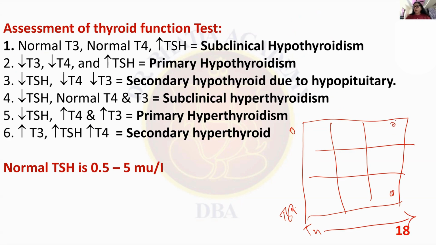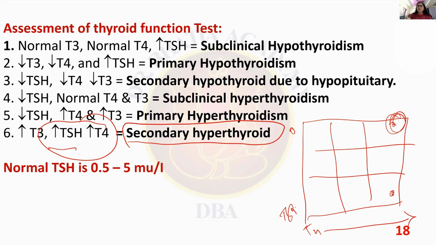Okay. So अगर ये भी ज्यादा है और ये भी मैक्सिमम है, तो TSH भी ज्यादा है और T4 भी ज्यादा है, तो हम क्या डील कर रहे हैं? We are dealing with secondary hyperthyroidism. So this column is secondary hyperthyroidism.